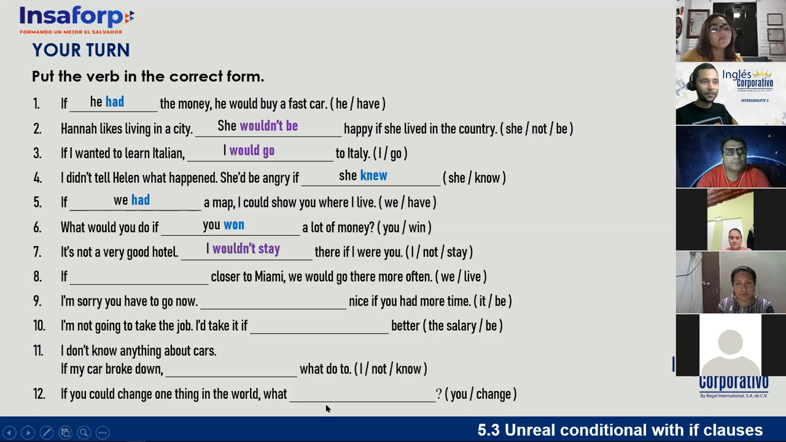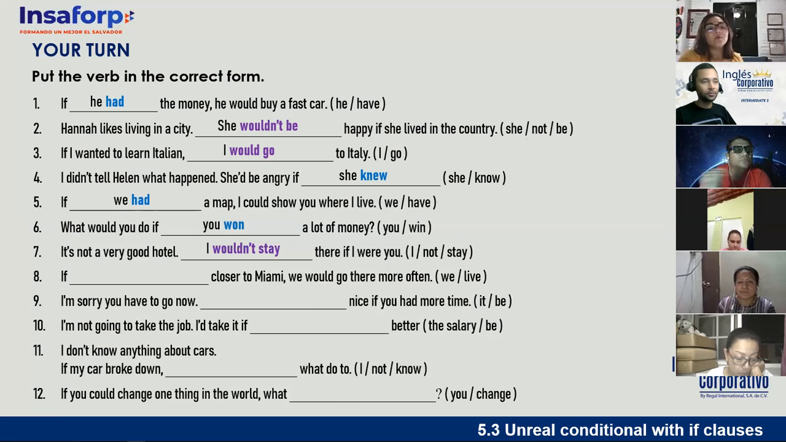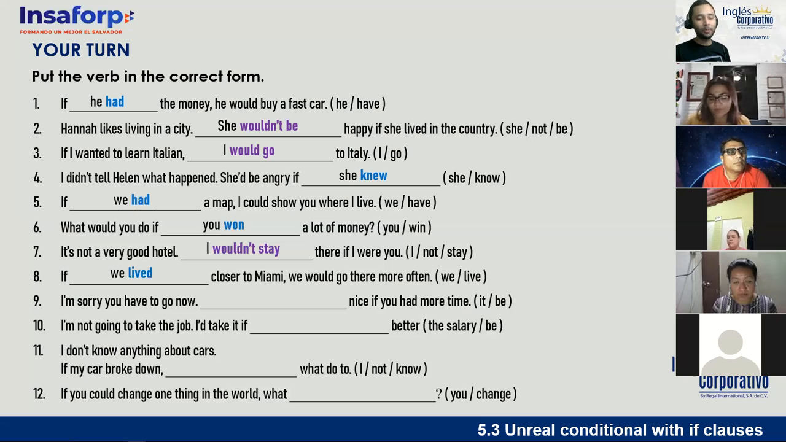Okay, Olivia, number eight. If we live closer to Miami, we will go there more often. That is correct, thank you. If we lived closer to Miami, we would go there more often. Si viviéramos más cerca de Miami, iríamos ahí más seguido. Very good, thank you, Olivia. Correct answer. Number nine, who wants to try?